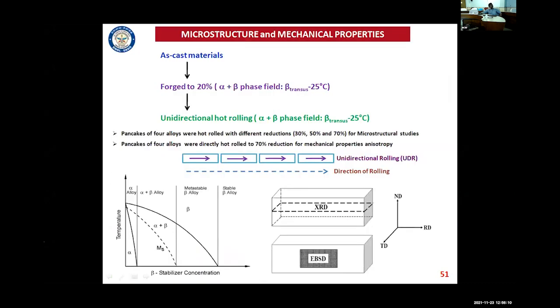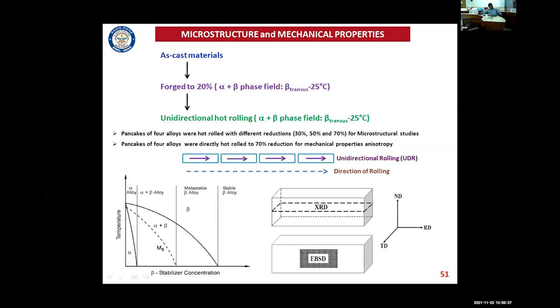Now I'll present the microstructure and mechanical properties of all the 4 alloys, which were forged up to 20% reduction in the alpha plus beta phase field, and also unidirectionally hot rolled in the alpha plus beta phase field at a temperature of beta transus minus 25 degrees centigrade. Pancakes of the 4 alloys were hot rolled with different reductions, like 30%, 50%, and 70%, for the microstructure studies. And the pancakes of the 4 alloys were directly hot rolled with 70% reduction for mechanical properties anisotropy.